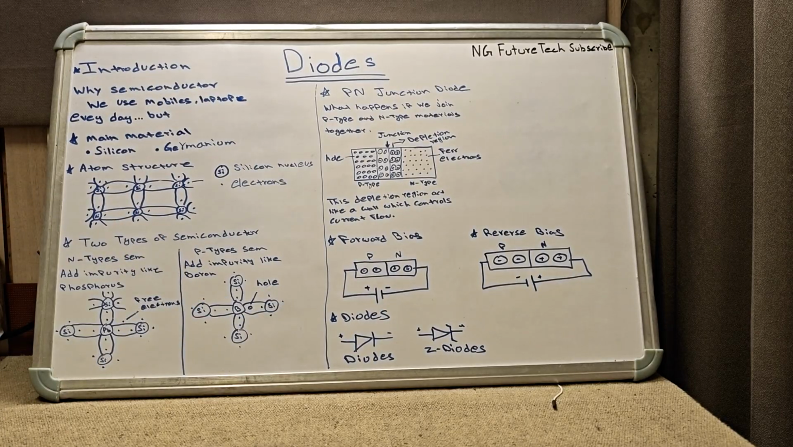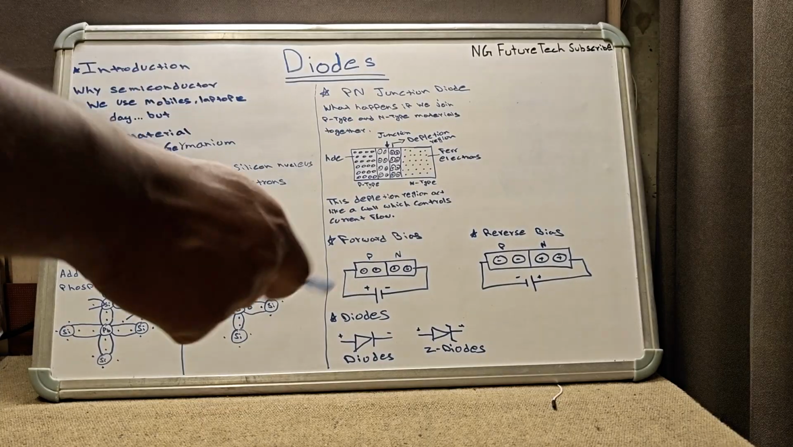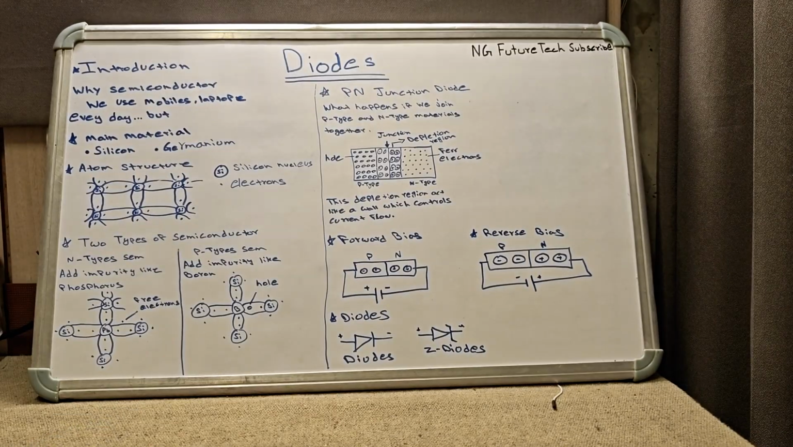There are two types of diode. One is the normal diode, one is the Zener diode. Zener diode we will see later.